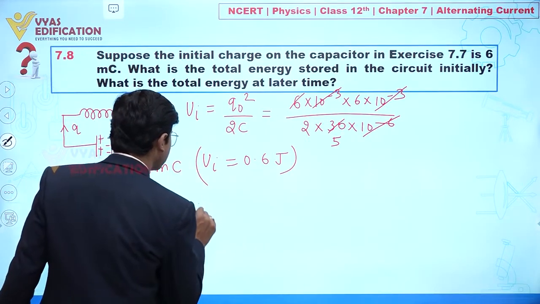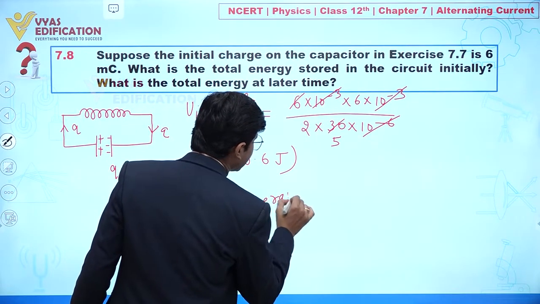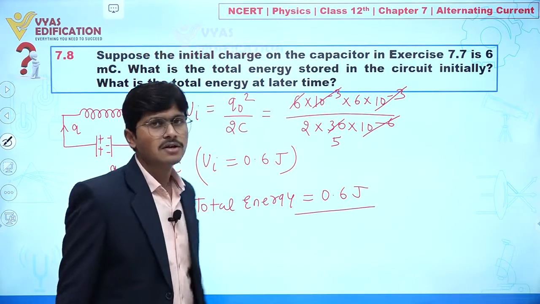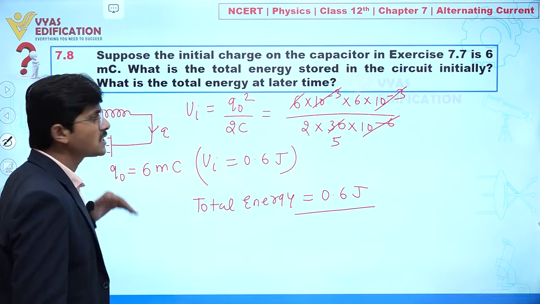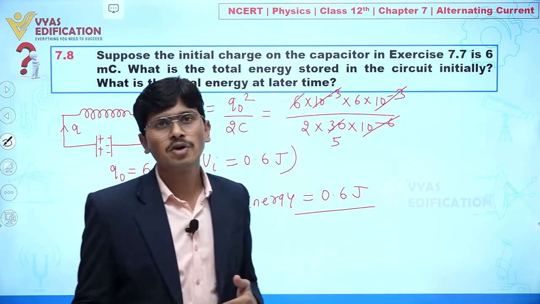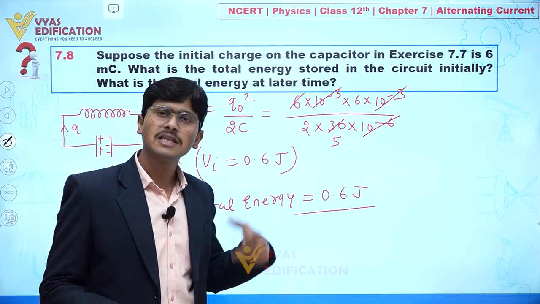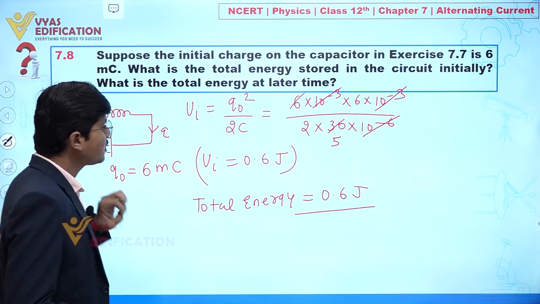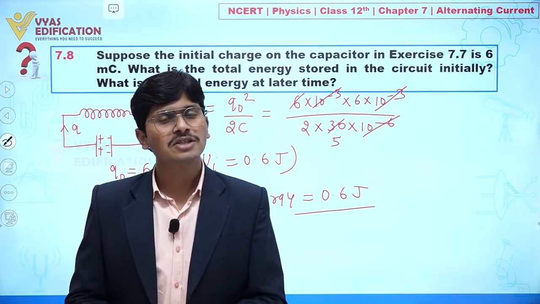Clear? So the correct answer is that the total energy at any time is always equal to 0.6 joule. Yes, we never say that there is an equal distribution of energy in the capacitor and inductor. Clear? Sometimes the capacitor energy will be more and the half of Li square energy is less. Sometimes it may be possible that this energy will be more and the other is less, but the total amount of energy always remains the same. Clear? So this is all about this question.